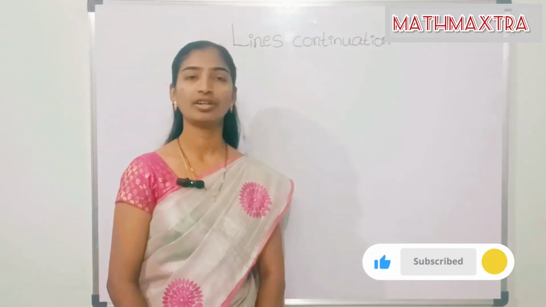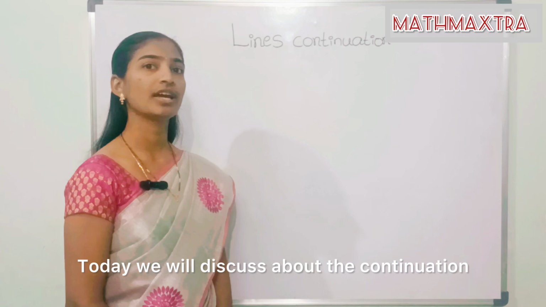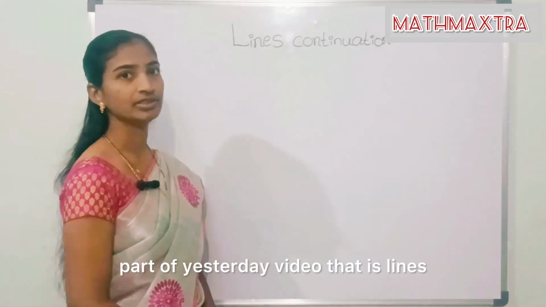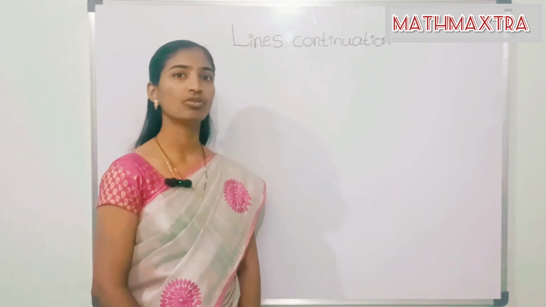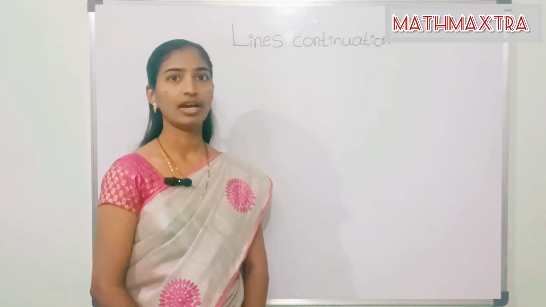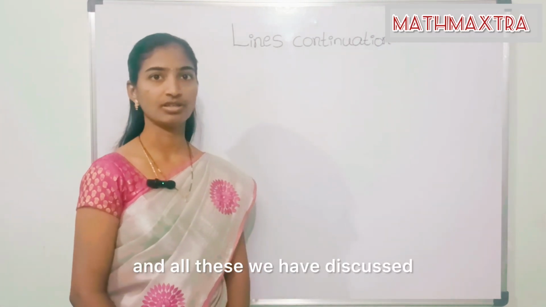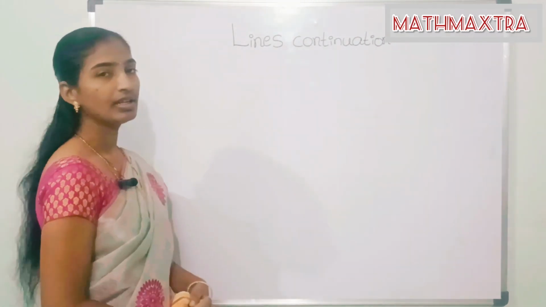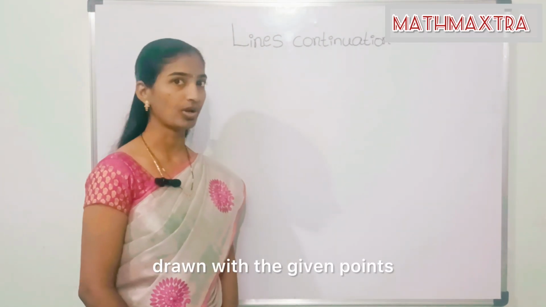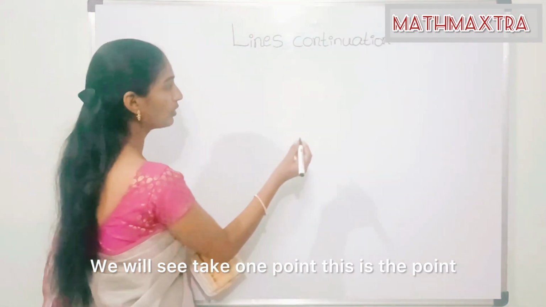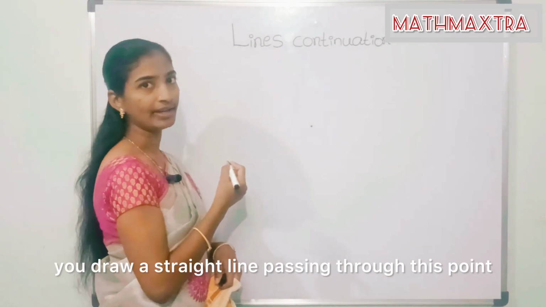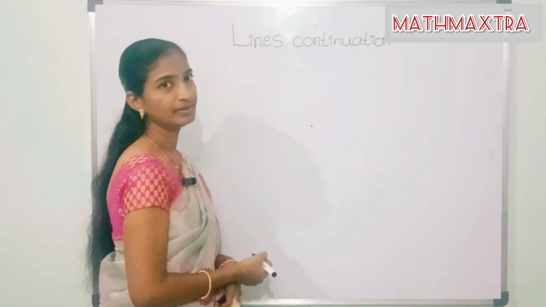This is Sarita. Today we'll discuss the continuation of yesterday's video, that is lines. We have discussed what lines are, what curved lines are, and what straight lines are. Today we'll see how many straight lines can be drawn with the given points. Take one point. This is the point. Draw a straight line passing through this point.